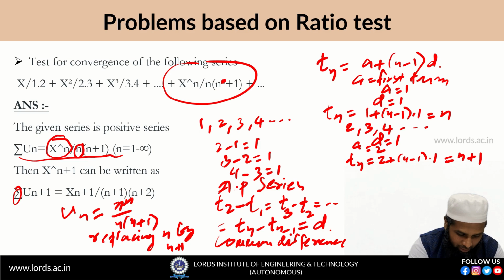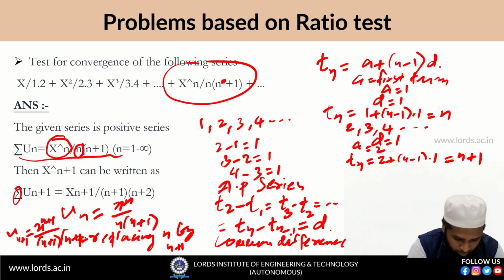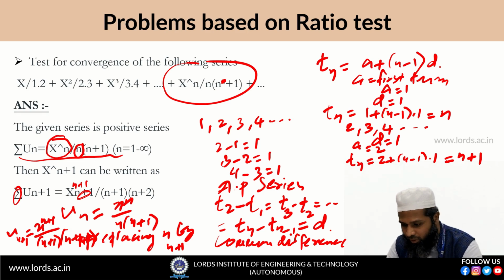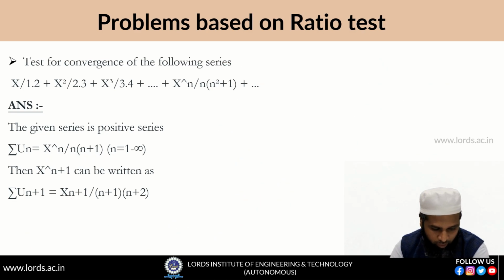u_{n+1} is nothing but x^{n+1} divided by (n+1)(n+2), since replacing n by n+1 gives (n+1) and (n+1)+1, which is n+2. So this is nothing but your u_{n+1}.